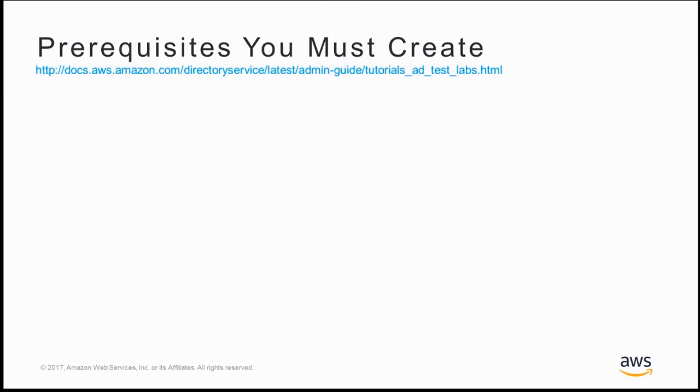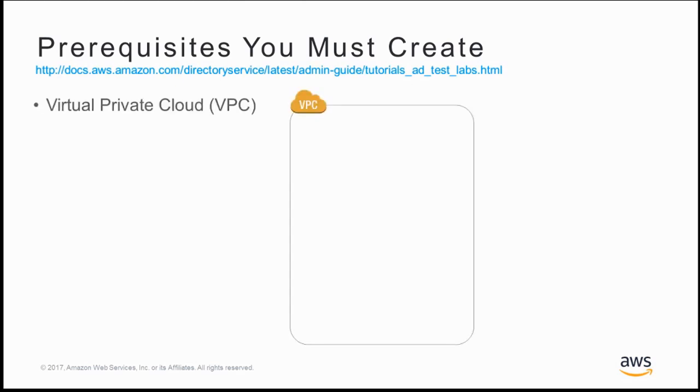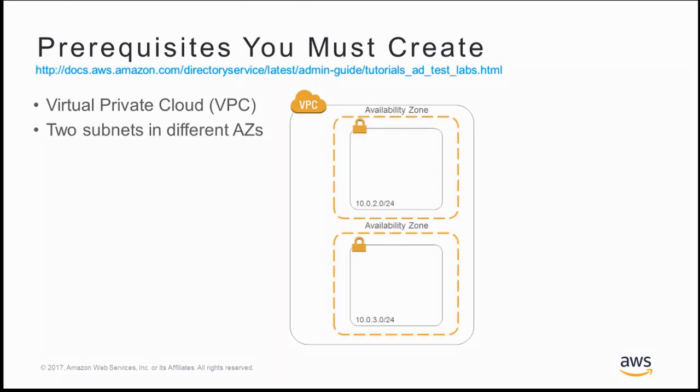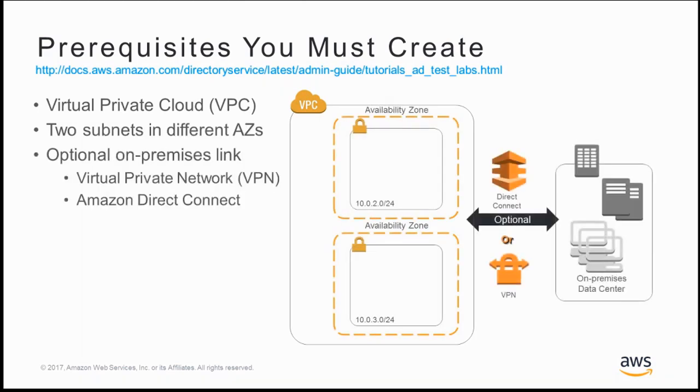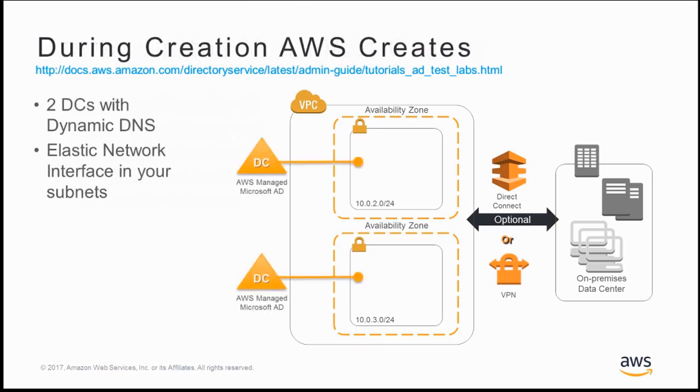Now, to install the EC2 instances, I'll walk through this briefly. This information in this next sequence is available in our labs up in the Directory Service documentation. So first, you create a virtual private cloud. You will create 2 subnets in different availability zones. If you have an on-premises network that you want to connect to it, you can set up a VPN or an Amazon Direct Connect link to your VPC. That's optional depending on your situation. Once you've done that, you create the directory, and Amazon will create the 2 domain controllers with dynamic DNS, and these will have elastic network interfaces into your subnets.